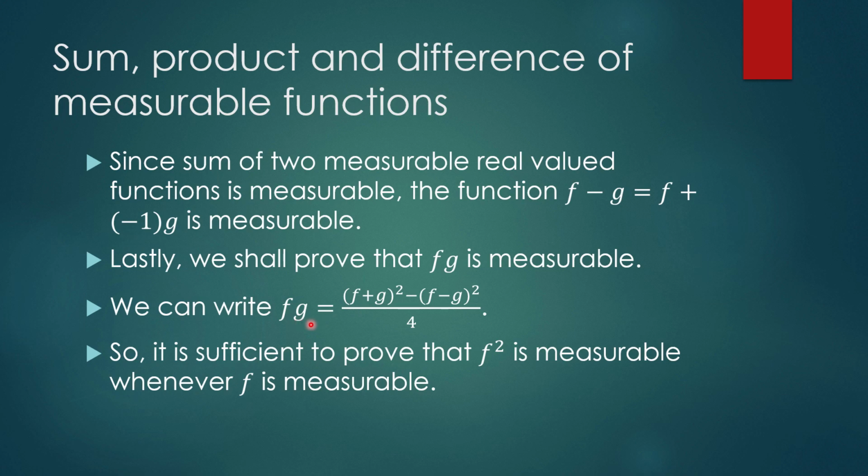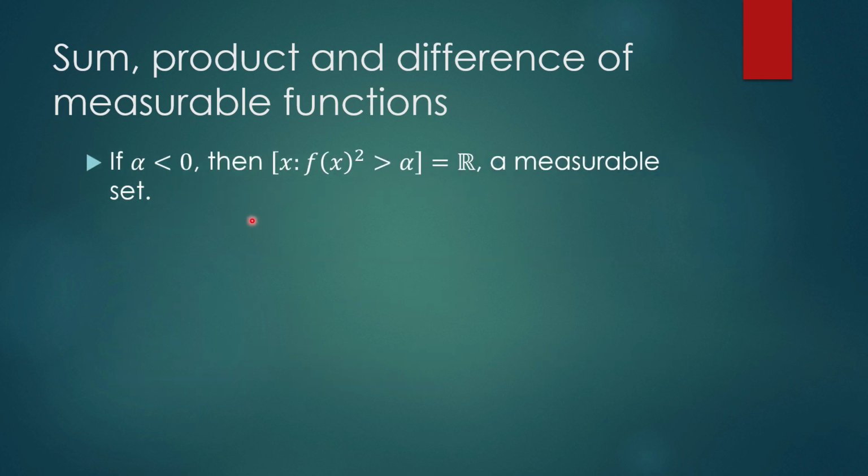Alright. So if alpha is less than 0, then the set of x such that f squared of x is greater than alpha is exactly equal to R, because the square of any real number is always nonnegative. If alpha is a negative real number, the square of any real number will always be greater than it. That is true for all x. Therefore this set is exactly equal to R, but R is measurable. So when alpha is negative, this set is always a measurable set.